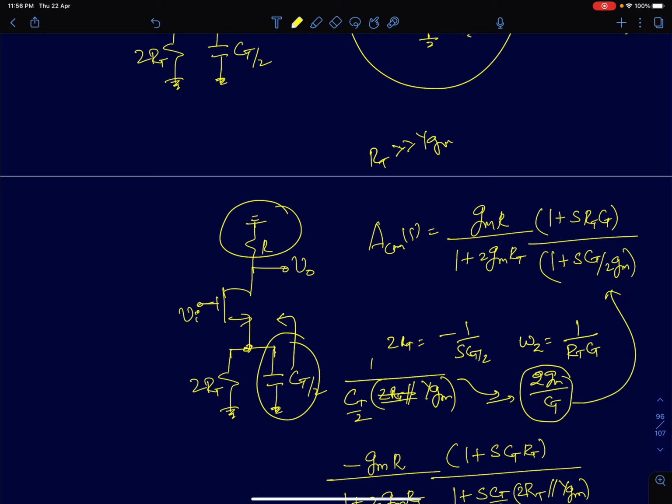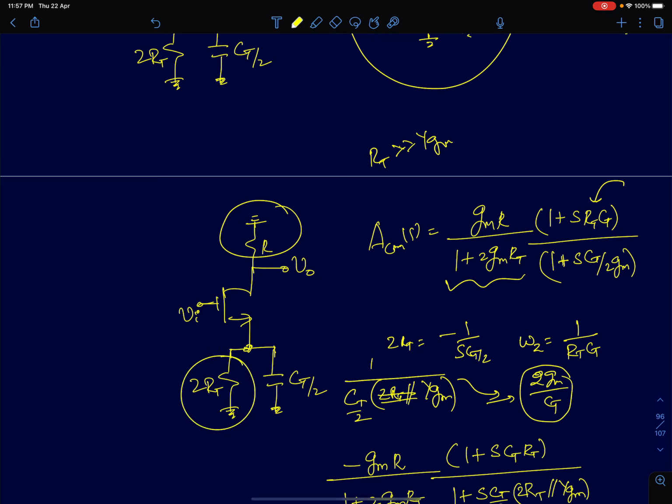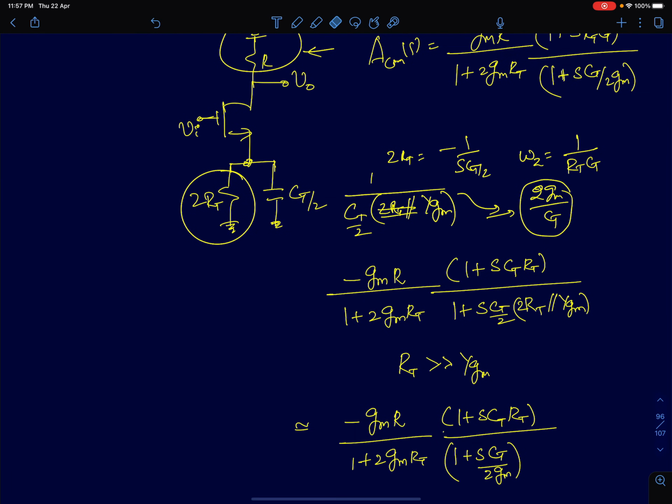The pole here is 1 plus S by omega p. So you get 1 plus S CT upon 2 GM. And you have a 0 written in the numerator, which is 1 plus S RT CT multiplied by the DC gain. So the DC gain for this circuit is GM R by 1 plus 2 GM RT. Because the resistance here is 2R, that's why you get this factor of 2. So GM R, the drain resistance, divided by 1 plus 2 GM RT is your DC gain. There is a minus sign here, but we are interested right now in the magnitude alone. So this is mod of ACM of omega or S.